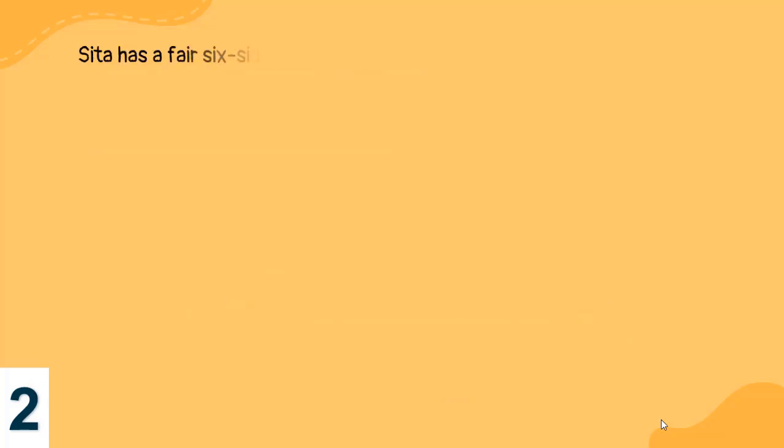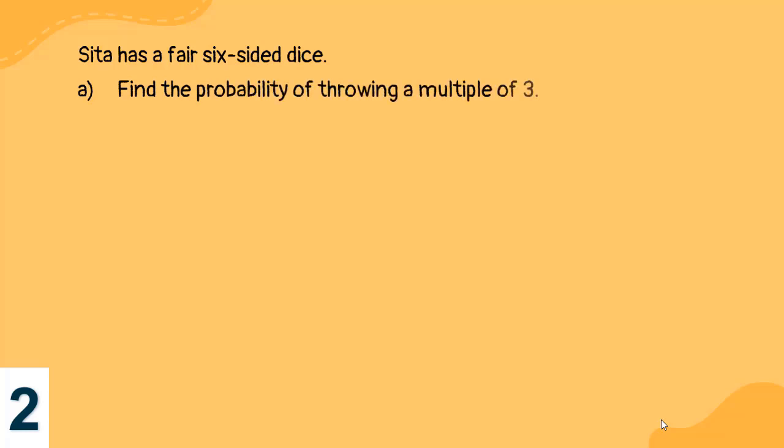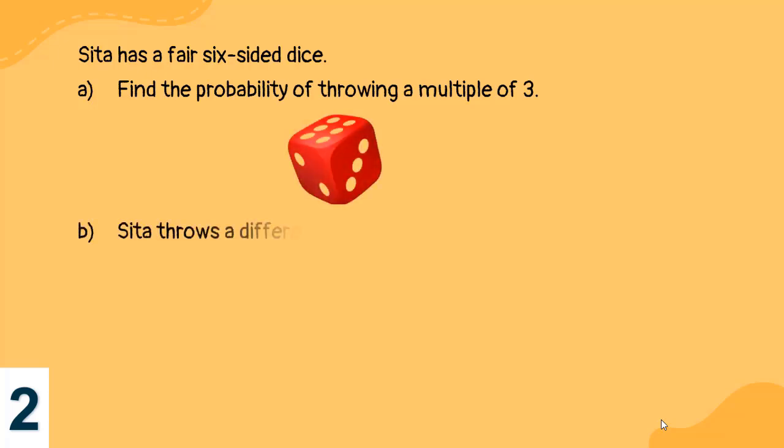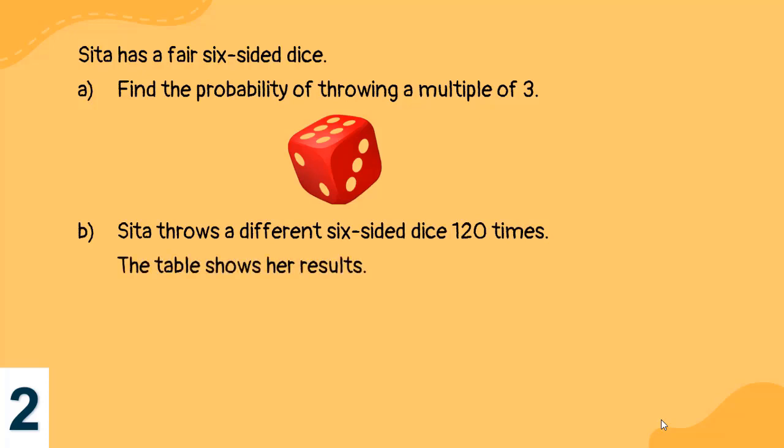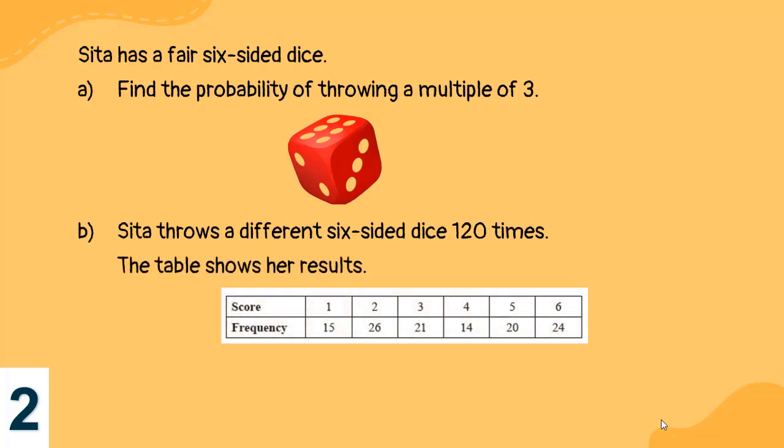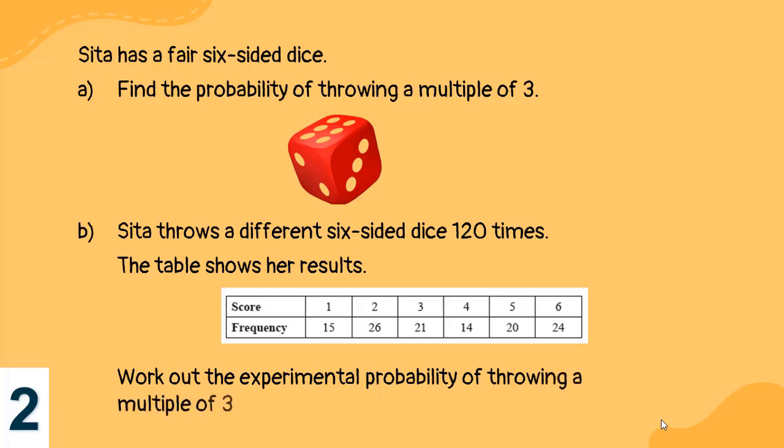Sita has a fair 6-sided dice. Find the probability of drawing a multiple of 3. Sita throws a different 6-sided dice 120 times. The table shows her results. Work out the experimental probability of getting a multiple of 3.